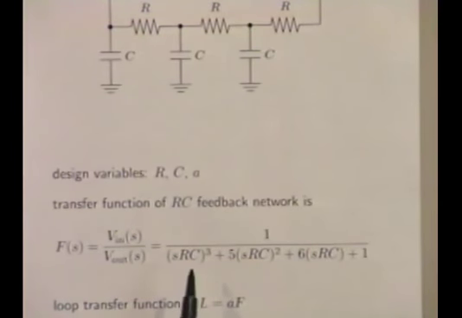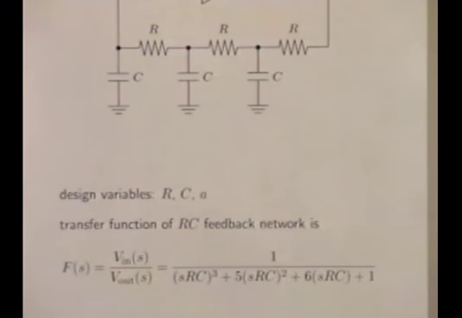You can see that the DC gain is 1, which is what it should be. It has a relative degree of 3 because the denominator has degree 3 and the numerator has degree 0. And that means that at high frequencies, the Bode plot of this falls off at 18 decibels per octave or 60 decibels per decade. Okay?